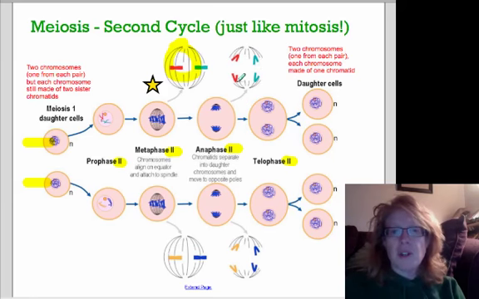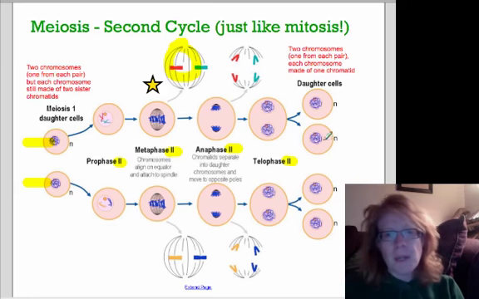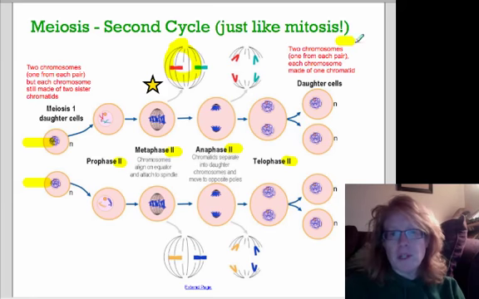Anaphase, the sister chromatids are now separated, the centromeres get pulled apart, and one chromatid goes north, one chromatid goes south. Again, just like in mitosis. In telophase, we get the new nuclei reforming, new nuclear membranes, and then we get that final round of cytokinesis. So what's the result?